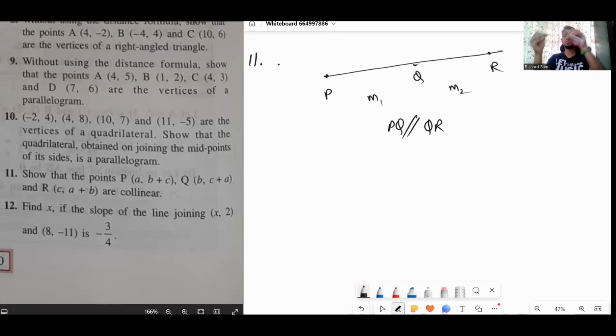So these are your two lines, PQ and QR. Find the slope of this, find the slope of this. If the slopes are equal, then they are parallel. Understood or not? That's what I'm saying. Find M1, find M2. Both should be equal to each other. M1 should be equal to M2. Don't do it now, just complete it at home. All these things you have to do at home. Just write this much.